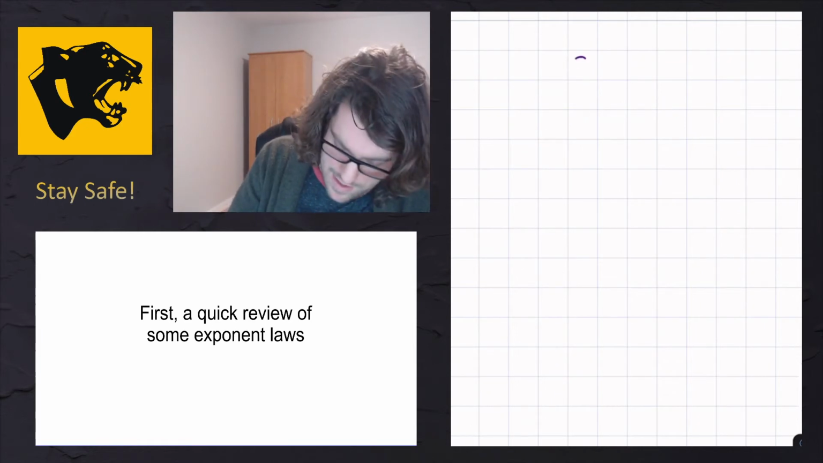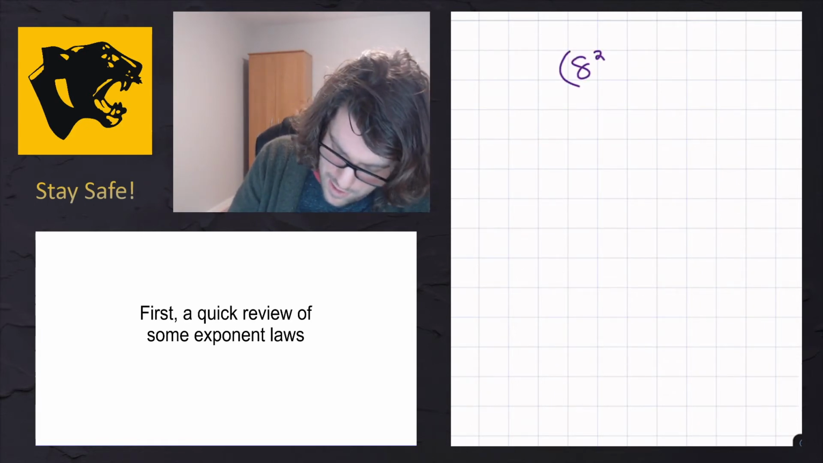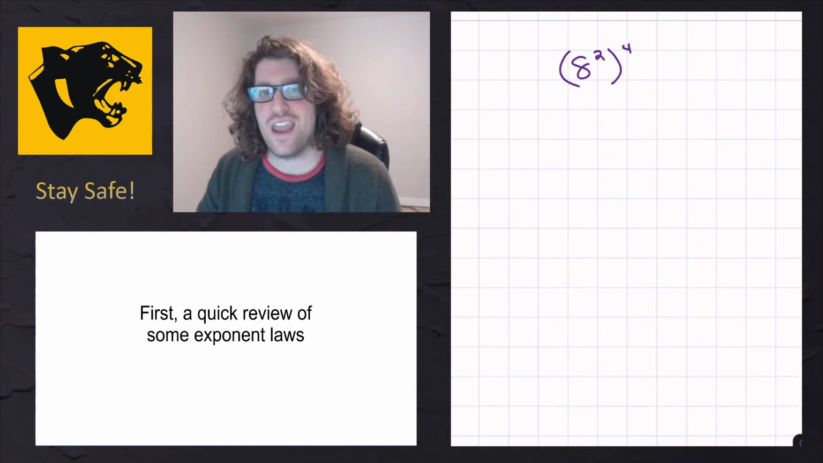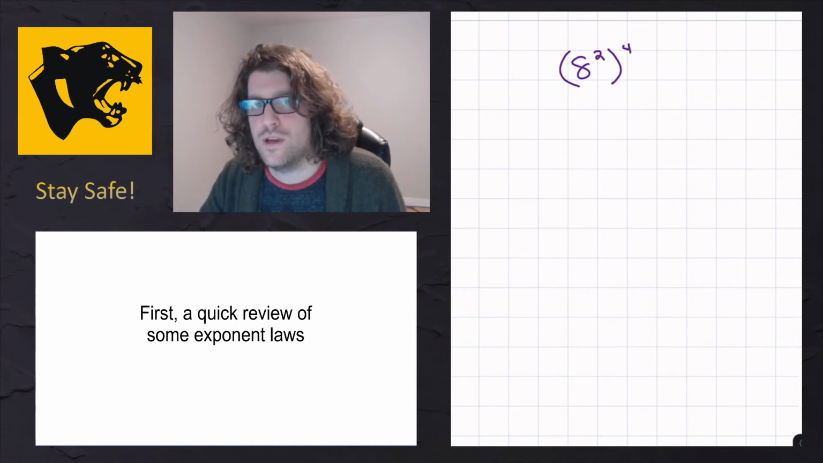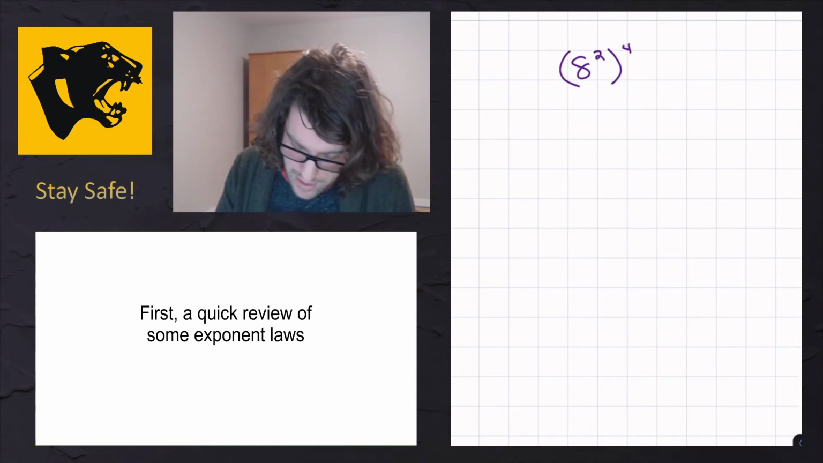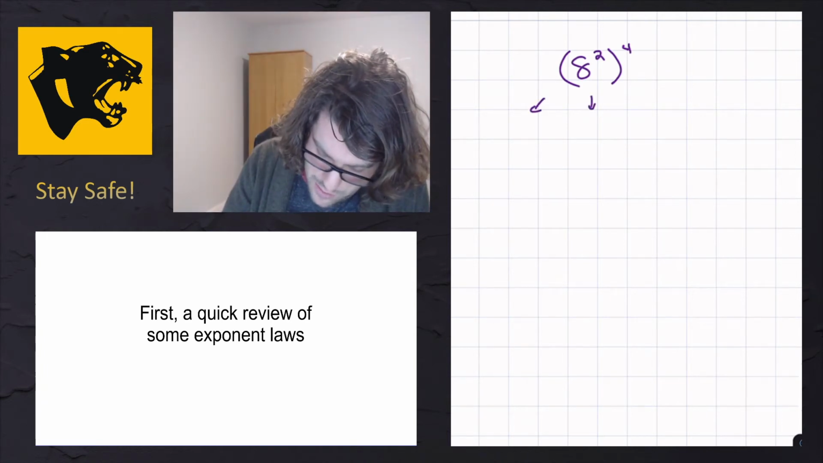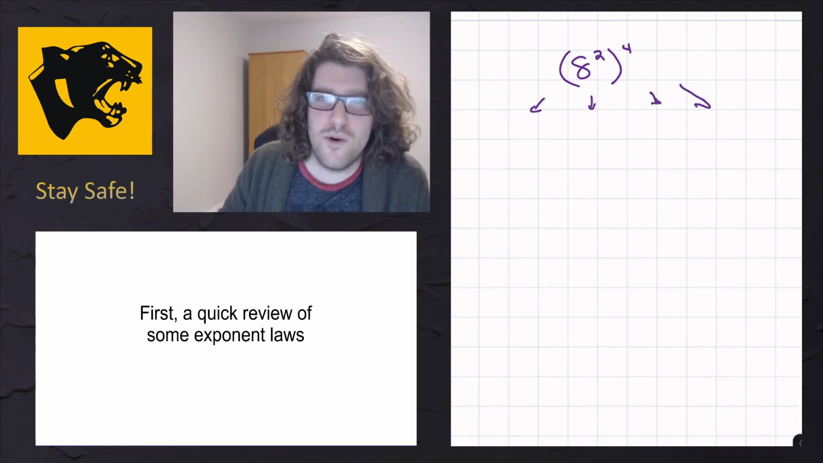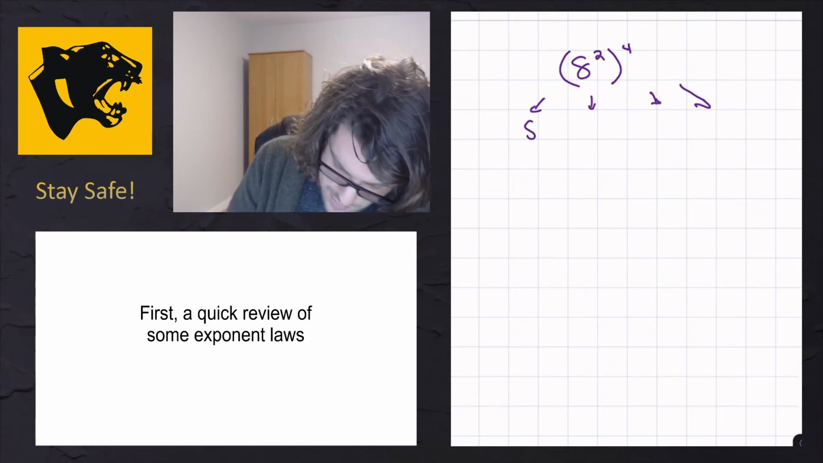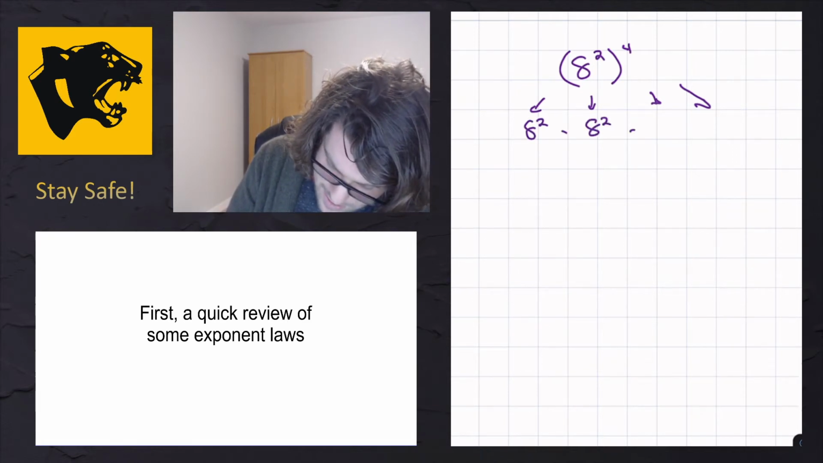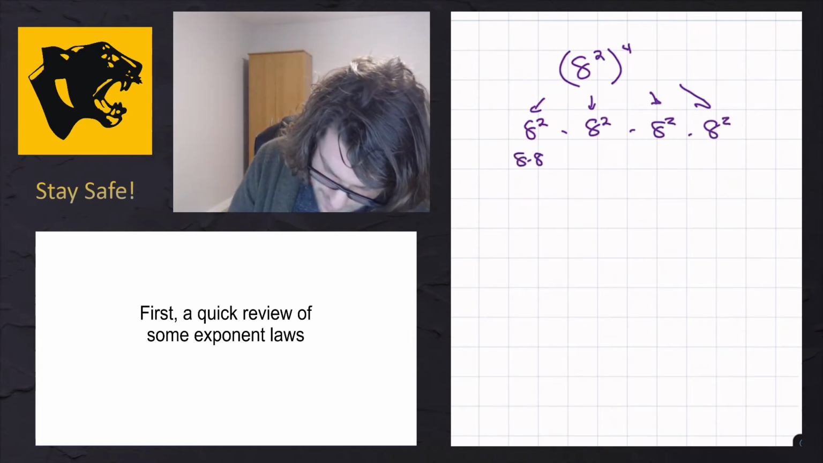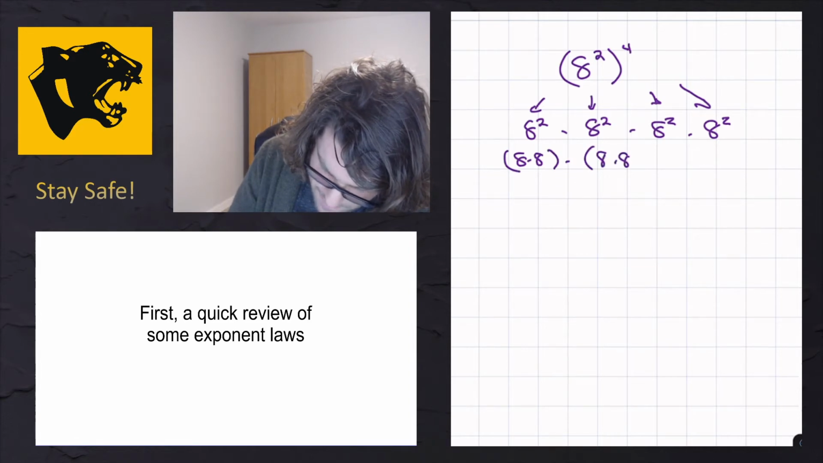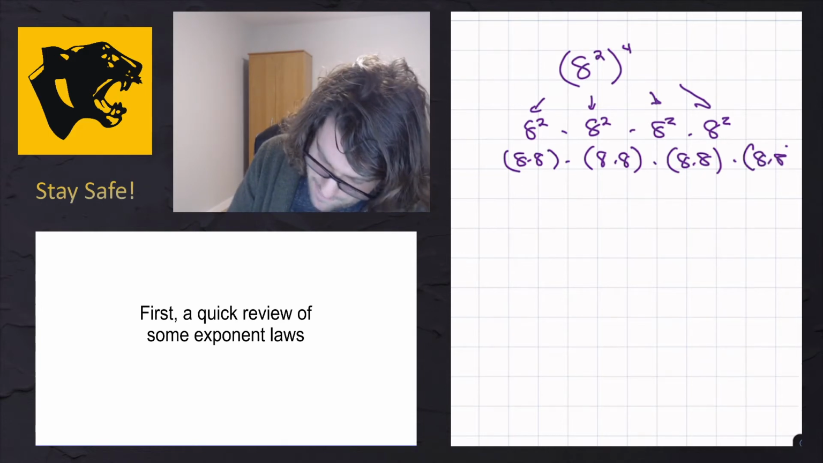The other one that you may remember as well would be something like this: 8 squared all to the power of 4. So raising something that has an exponent in it to another exponent. In this particular case, if we did the long way, if you raise something to the power of 4, you're multiplying it together with itself 4 times. So that'd be 8 squared times 8 squared times 8 squared times 8 squared. If I listed that out, that'd be 8 times 8 for that first one, and then 8 times 8 for my second one, 8 times 8 for my third one, and 8 times 8 for my fourth one.